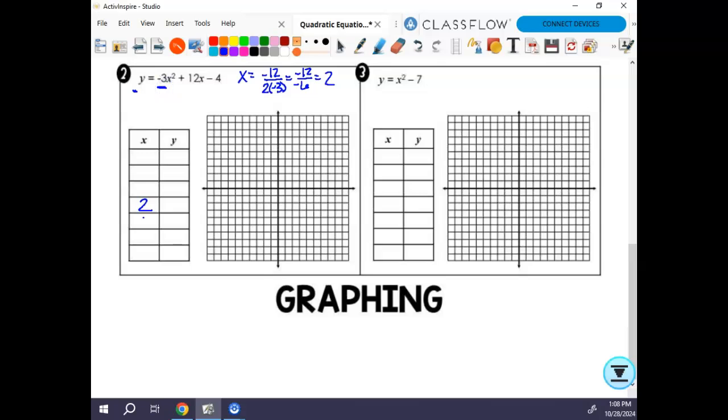So if this is 2, we'll make this 3, 4, and 5. Then this is 1, 0, and negative 1, because it will always be symmetric, so that just helps you with that. And then I'll just give you the Y values, because again, you can substitute that in. That's not something we need to focus on here. 5, 8, 5, negative 4, negative 19.